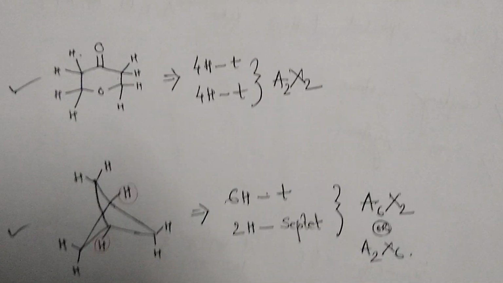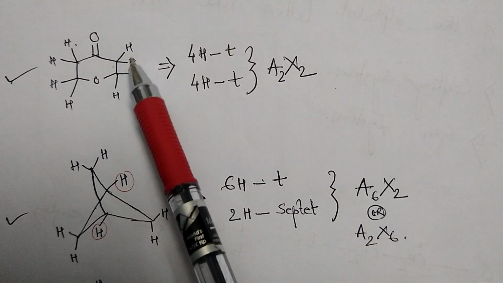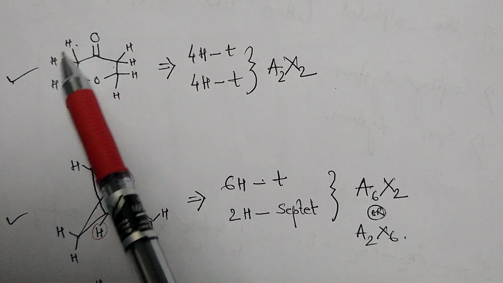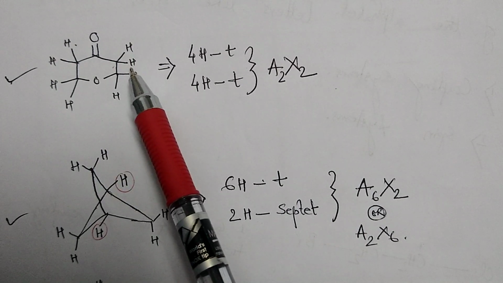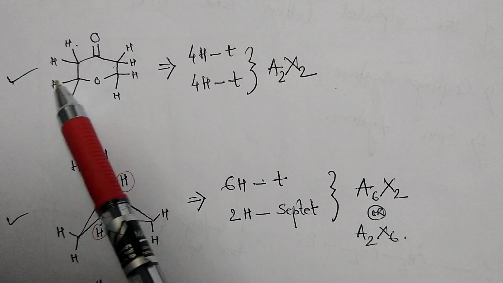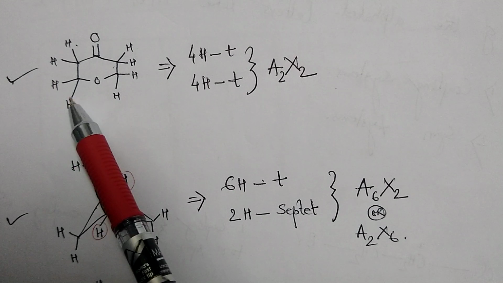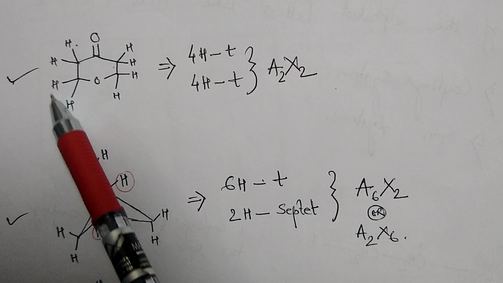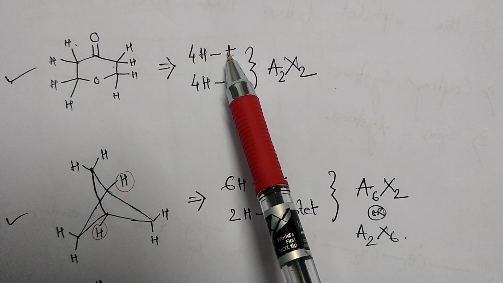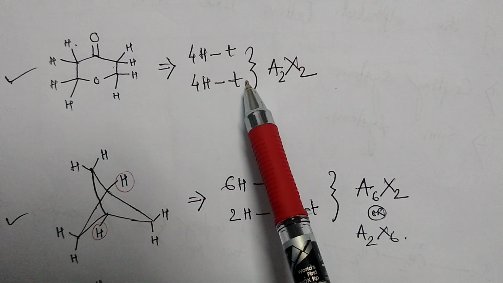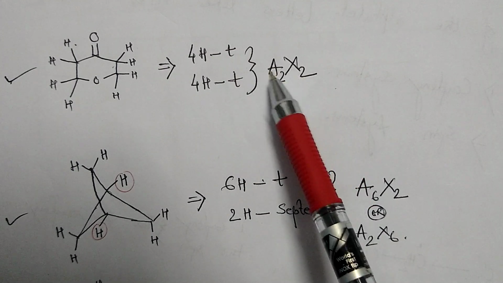Likewise, we can consider another example in which we can see over here these two protons will be in the same environment as these two protons. So 4 protons are in the same environment, and these 4 protons will also be in the same environment. These protons will couple with the neighboring protons, so this will give a triplet. So 4 protons together will give a triplet. Similarly, these 4 protons will give a triplet. So it is AX with triplet, triplet, that is A2X2.